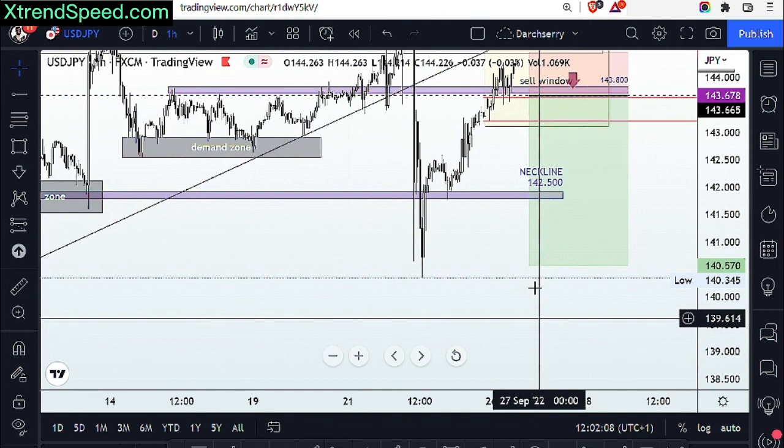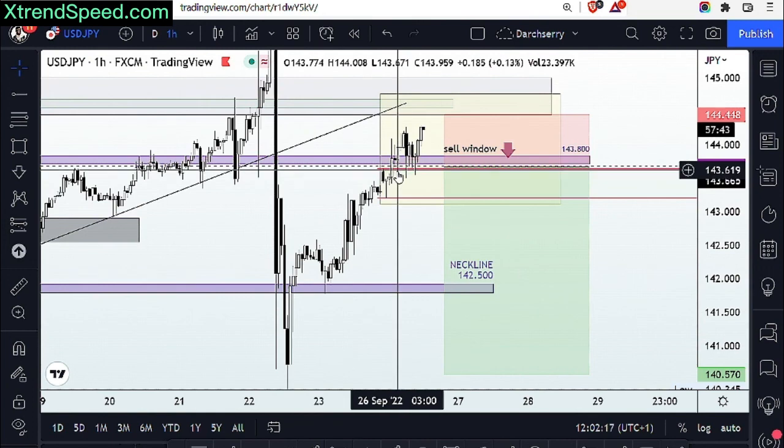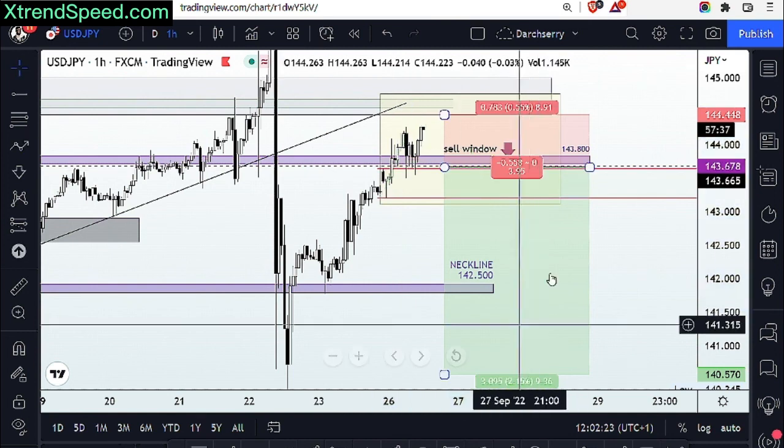So this is what I'm looking forward to. We are still within the sell window. Let's see how price action plays out here. Like I said, I'm looking forward to reversal patterns within this area to join the decline to the downside on this one.